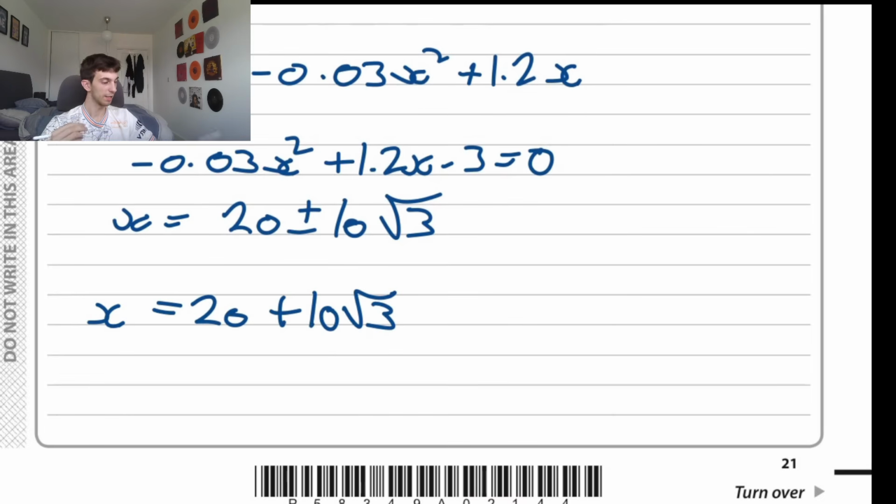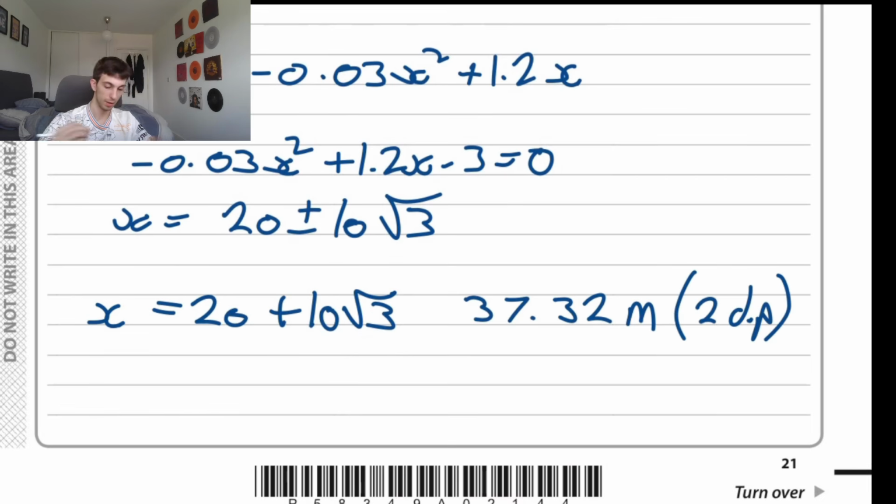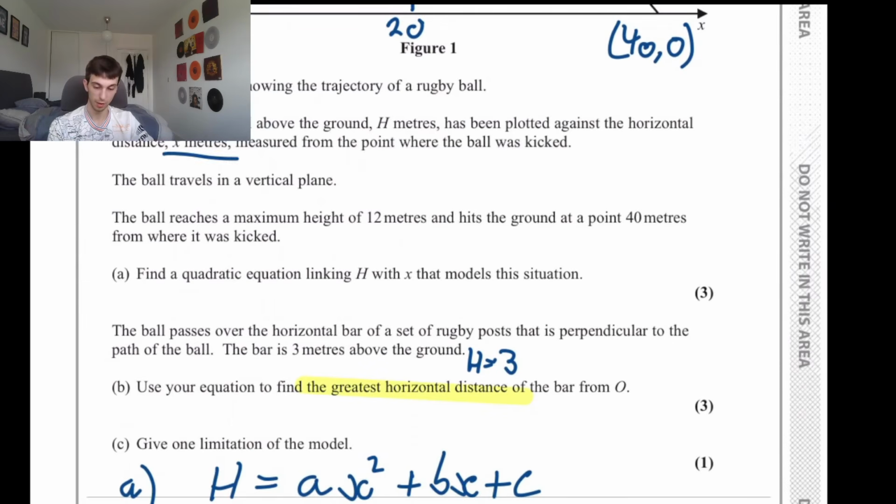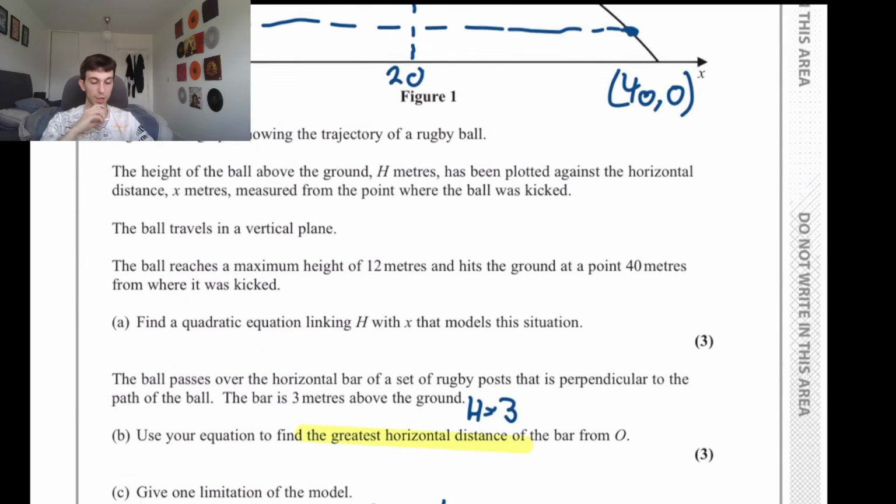If you want to get this as an actual answer and not leave it as 20 plus 10 root 3, this would give us 37.32 to 2 decimal places. So we have 37.32 meters. That's the 2 decimal places. Okay, that is perfect. Remember, make sure to use the correct units. We do have meters. Okay, part C, give one limitation of the model.